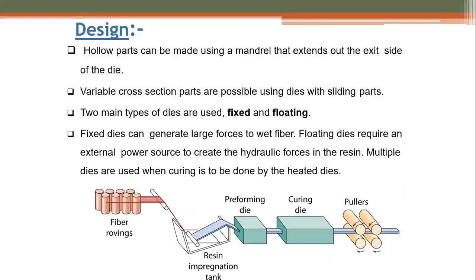Coming to the first one, the fixed die can generate large forces to wet fibers, but the floating die requires an external power. That is used to create the hydraulic forces in the resin. And these multiple dies are used when curing is to be done by the heated dies. So this is the general process.